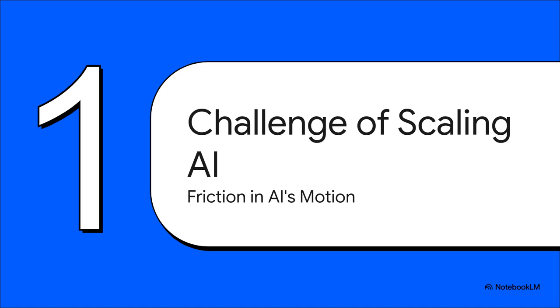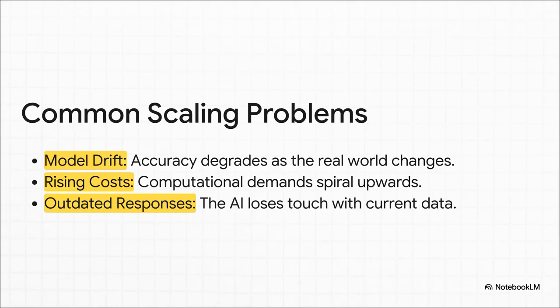Okay, first up, let's really understand the problem. Why is it so darn hard to keep AI applications working great once you scale them up? Think of it like friction, something that's constantly trying to slow down your AI's progress. And this friction shows up in a few really painful ways. First, you've got model drift. That's when your AI just slowly gets less accurate because the world changes and it doesn't. Then there are the costs, which just seem to spiral out of control. And finally, your AI starts giving stale, outdated answers because it's lost touch with what's happening right now.